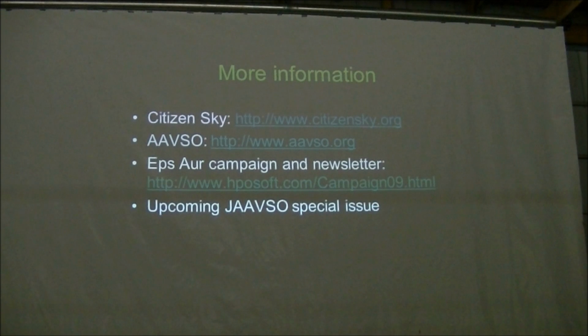And if you want any more information, here are a couple of websites. The Citizen Sky one, the AAVSO one. I said that Jeff Hopkins is running a campaign, and he does put out a newsletter of some of the more recent observations. And so here's his website and his campaign. I think if you Google on Jeff Hopkins and Epsilon Aurigae, this will pop up. And then, like I said, we're going to have a special issue of our journal, probably August of next year, in which we will have at least the amateur contributions to this project. And hopefully we'll get some professional papers in there as well.